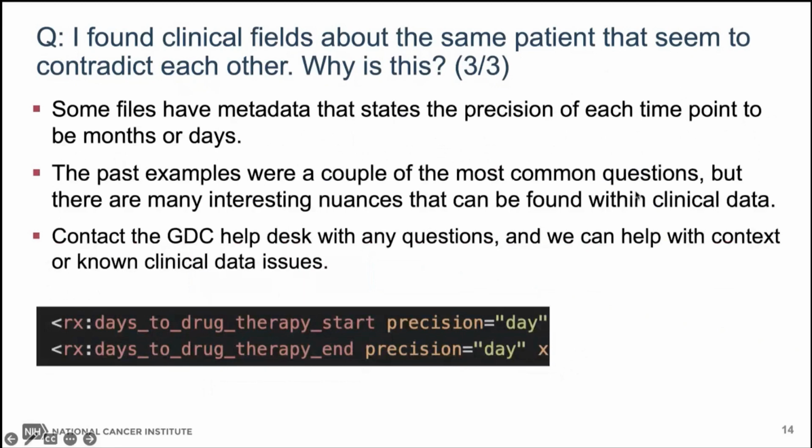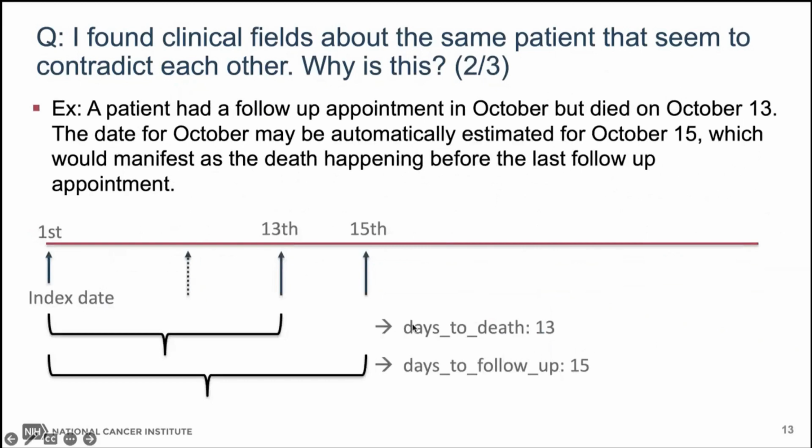Some of these files do have metadata that states what the precision is for each time point. So you may see within an XML, for example, precision equals day. So in the previous case, the days to death would have precision equals day, and the days to follow up would have a precision equals month value.